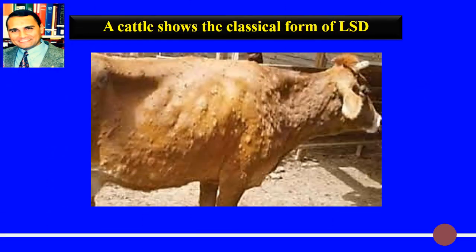This is a picture of cattle showing the classical form of lumpy skin disease. This picture is known to many veterinarians in Egypt and Africa, where three epidemics are noted in Egypt: the first in 2006, the second in 2012, and the third in 2018. The cause is lumpy skin disease virus.